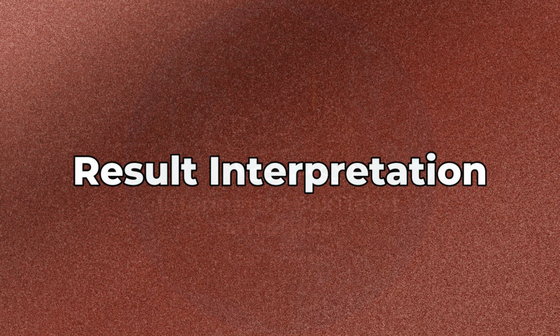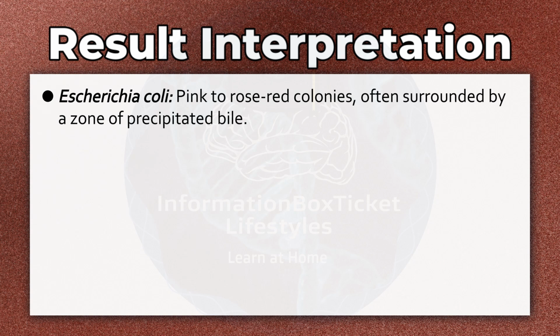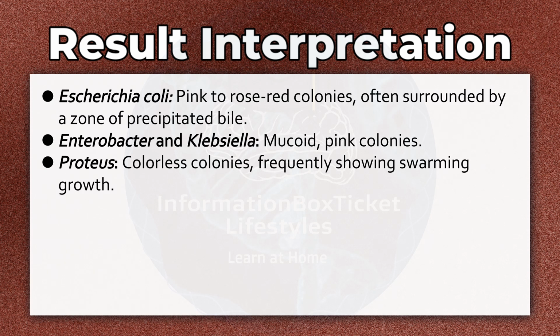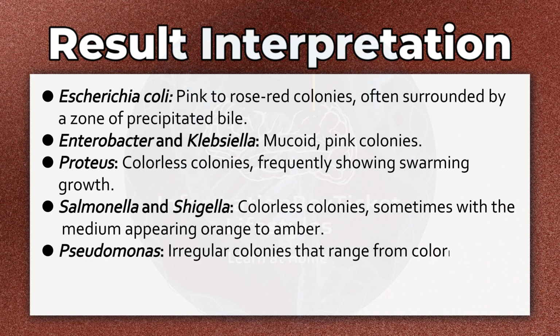Result interpretation on MacConkey Agar. Escherichia coli: pink to rose-red colonies, often surrounded by a zone of precipitated bile. Enterobacter and Klebsiella: mucoid, pink colonies. Proteus: colorless colonies, frequently showing swarming growth. Salmonella and Shigella: colorless colonies, sometimes with the medium appearing orange to amber. Pseudomonas: irregular colonies that range from colorless to pink.